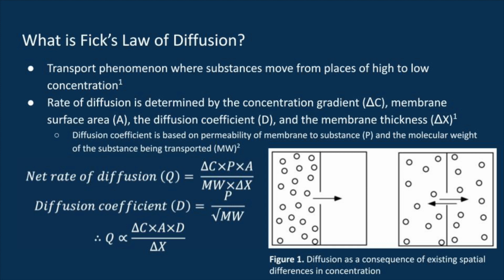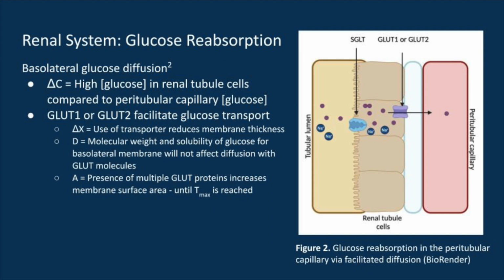Diffusion can be enhanced in a few different ways. Membrane surface area, if it's increased, will enhance diffusion as there is a greater availability of space for the substance to transfer across. Diffusion can also be enhanced if there's a stark concentration gradient and if the membrane thickness is reduced, which constitutes a shorter path length for substance transfer. If the substance itself has greater solubility across said membrane and has a lower molecular weight, diffusion will also be enhanced.